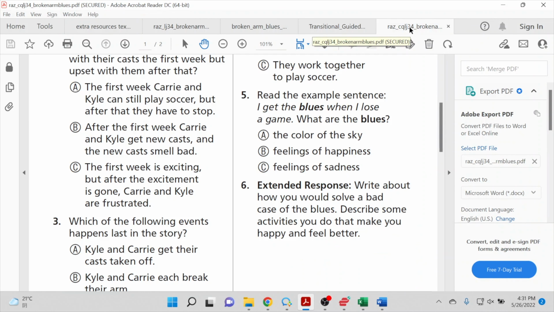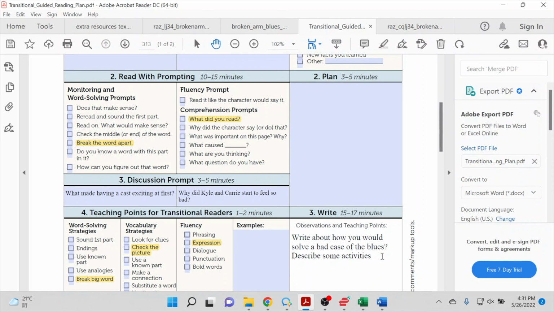What did it say? Describe some activities you do that make you happy and feel better. Okay, so I haven't read this book yet, but my assumption is that, with the comprehension strategy as problem and solution, I imagine that there's going to be some problems within this book. Of course, if I had more time, I would go through the book itself.